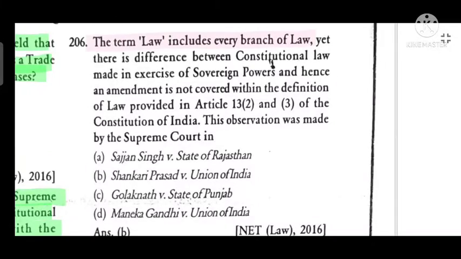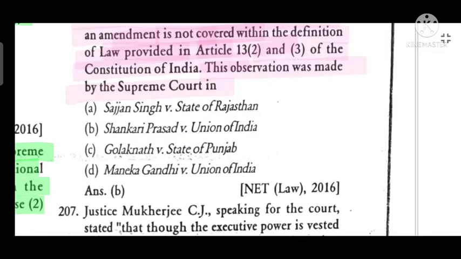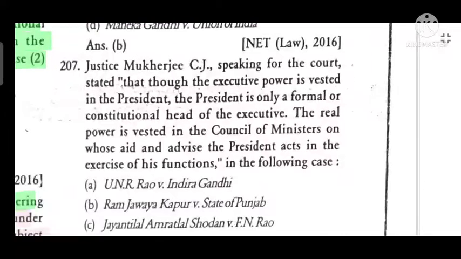The term law includes every branch of law. Yet, there is a difference between constitutional law made in the exercise of sovereign power, and hence an amendment is not covered within the definition of law provided in Article 13, clauses 2 and 3 of the Constitution of India. This observation was made by the Supreme Court in Sankari Prasad versus Union of India.